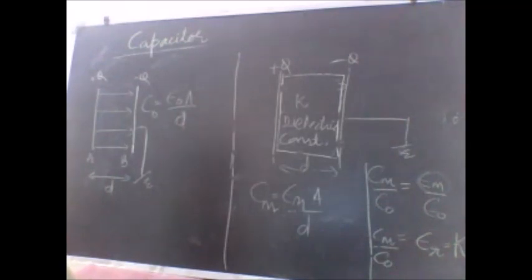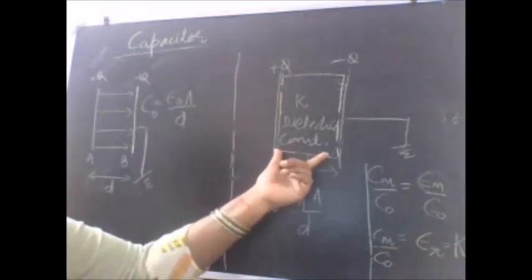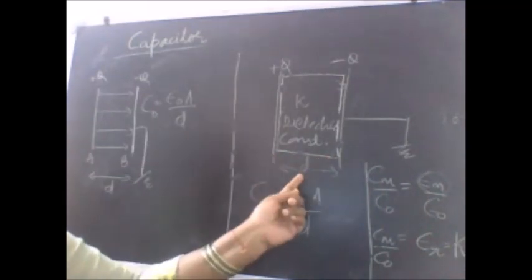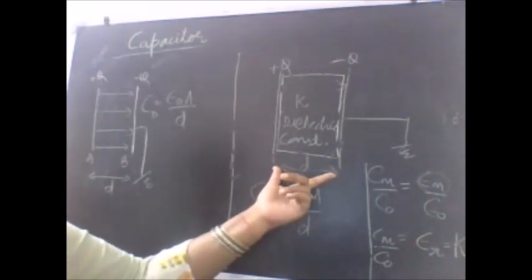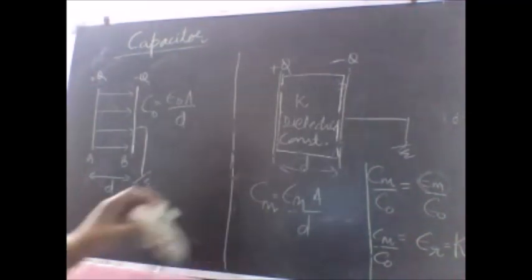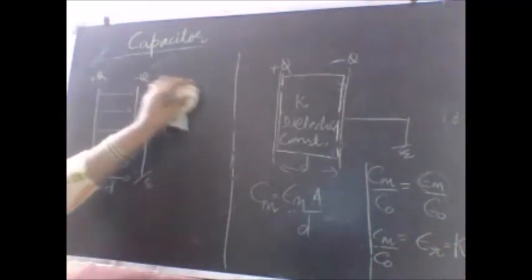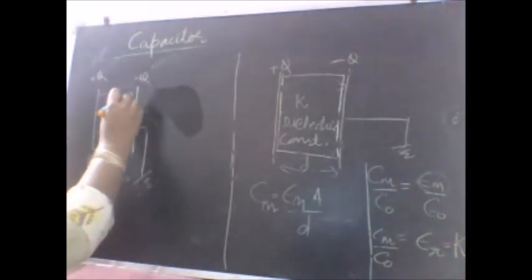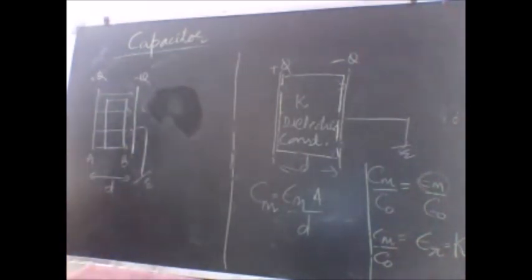So this was the special case wherein the dielectric medium that we have introduced has the thickness same as the distance between the parallel plates. What if we introduce a dielectric medium which has a thickness a little less than the distance between the plates? Let us do that case now.